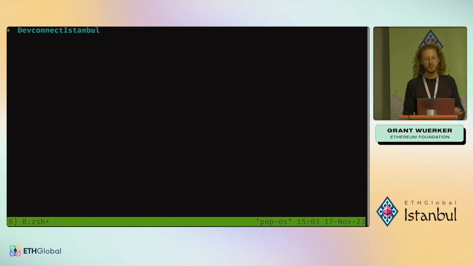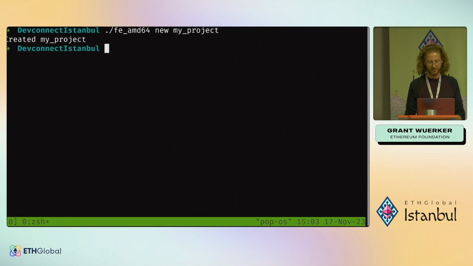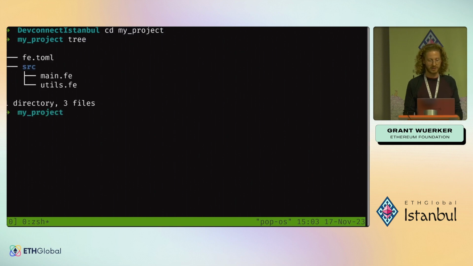If you want to create a project with some boilerplate code in there, you can just run the CLI, new, and come up with a name. My project. Okay, so now I've got a new project. Let's quickly go over the directory structure here.